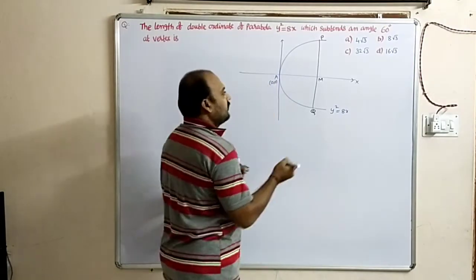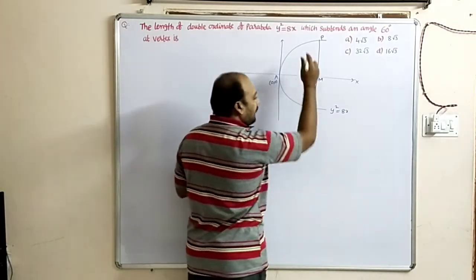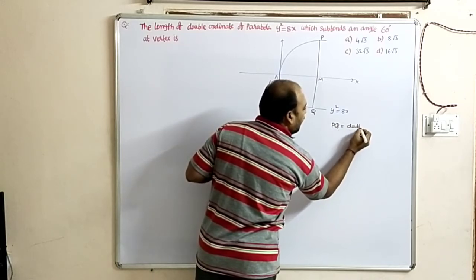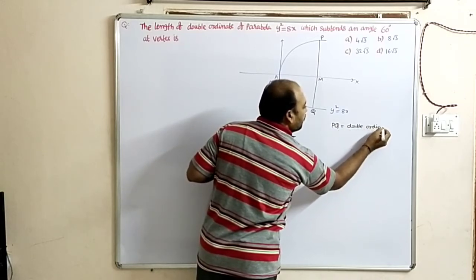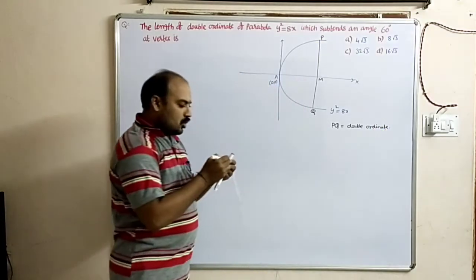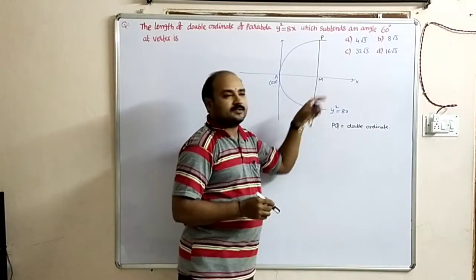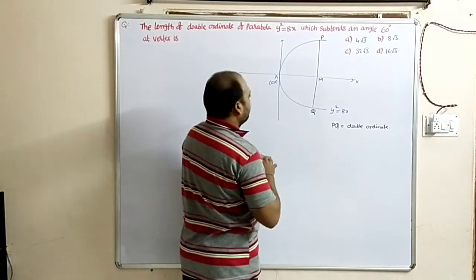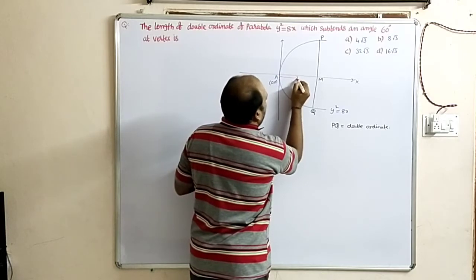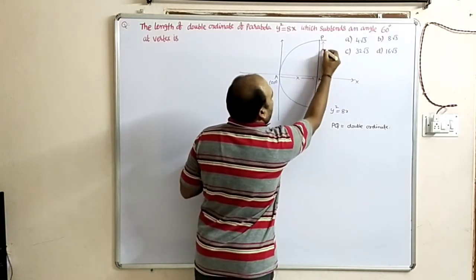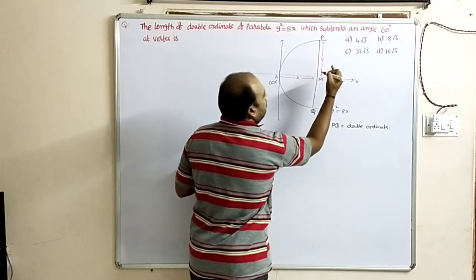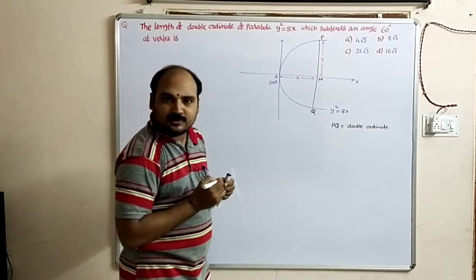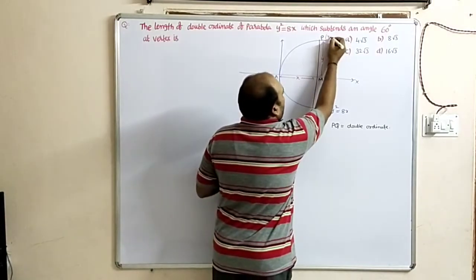So from here, M is the midpoint of PQ. Here PQ is double ordinate. We don't know from here to here distance. Generally, this distance we are assuming that x. From here to here it is x. From here to here is y units. So the coordinates of point P will become P of x comma y.